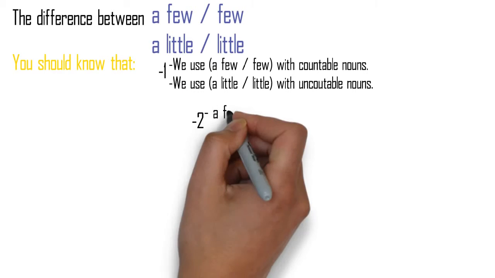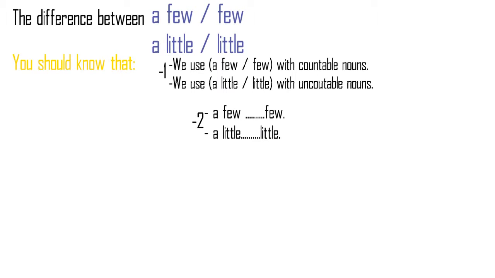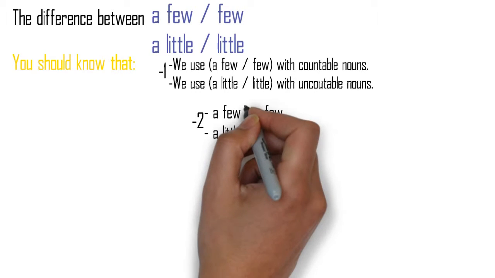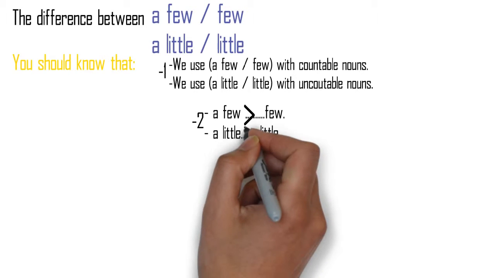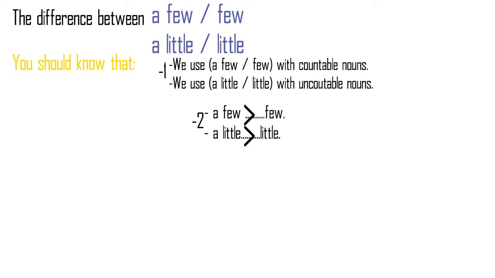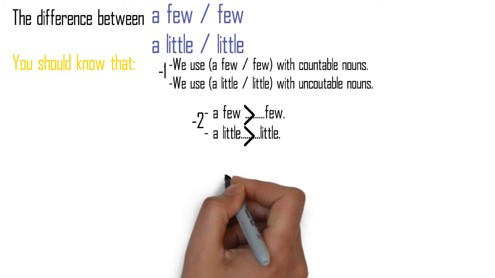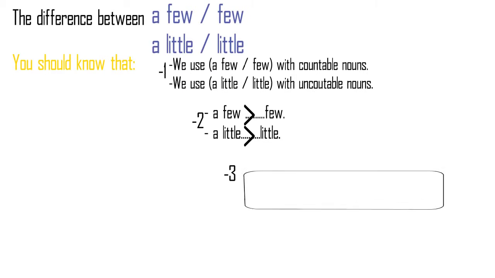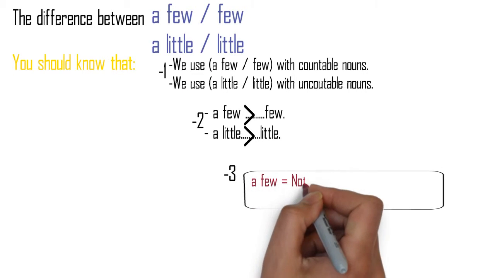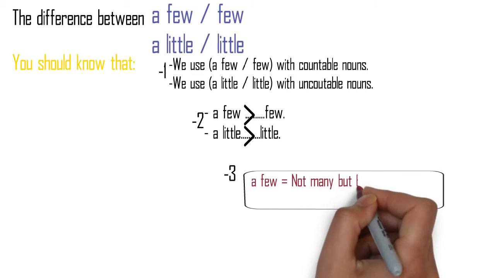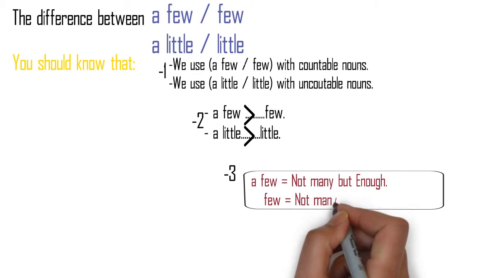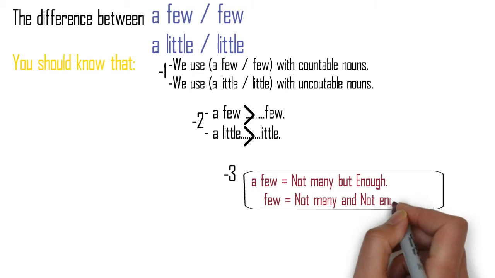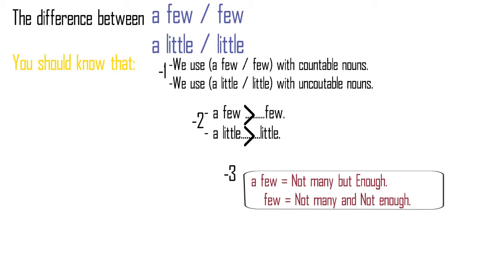Two. You should know that a few is greater than few and a little is greater than little. Three. A few means not many, but enough. Few means not many and not enough.